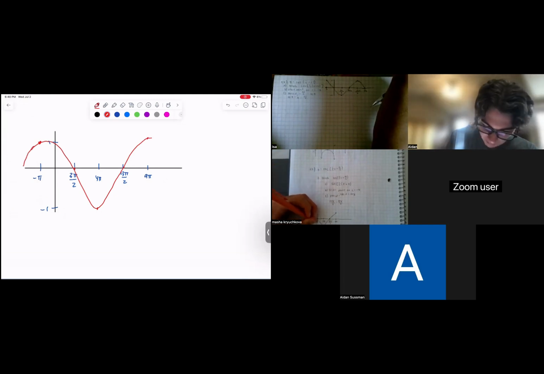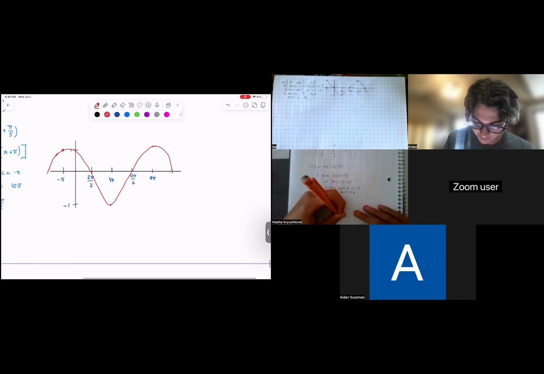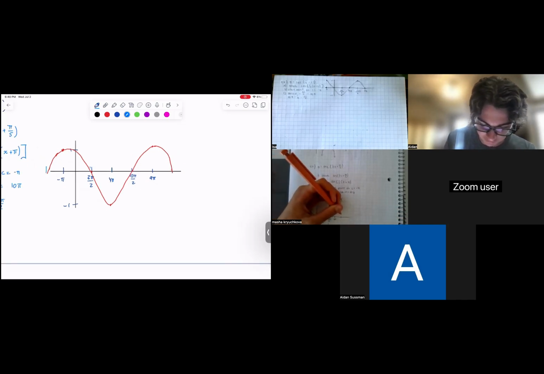I would draw a little bit more of your cosine graph. Why? Well, because guess what? We're not drawing cosine, we're drawing secant. And secant cares about these sections. Does that kind of make sense?